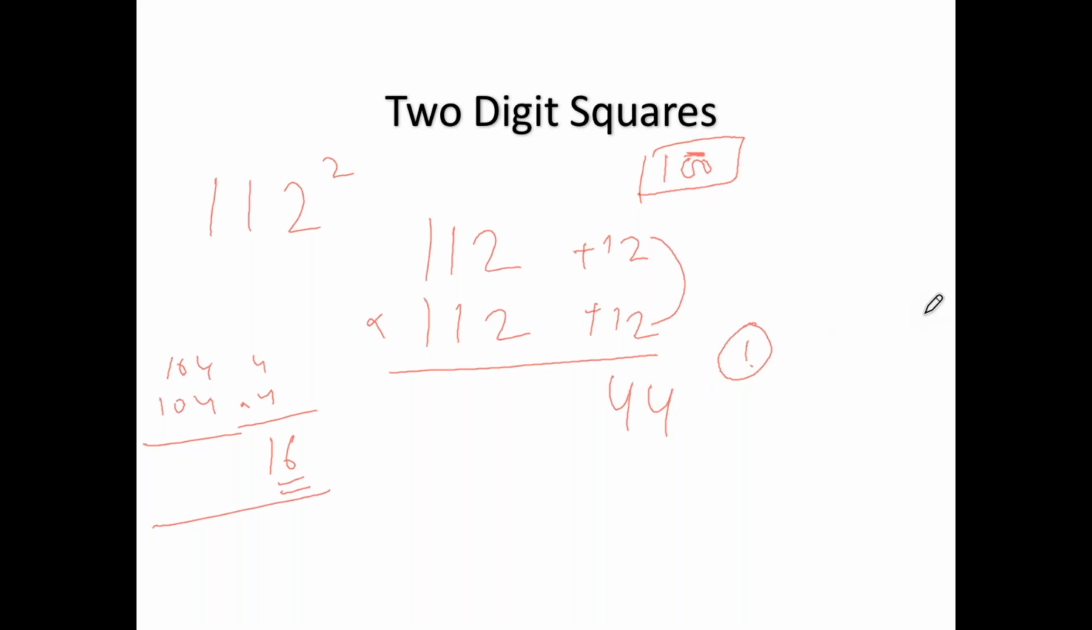If my base would have been 1000, I would have kept 3 digits. So 12 into 12 is 144. I have kept 44. 1 is my carryover. 112 plus 12 is 124. And 124 plus 1 is 125. So 12544, that becomes my square.